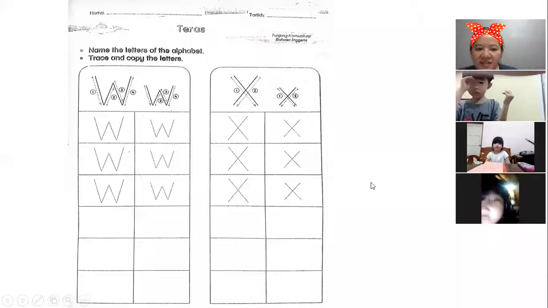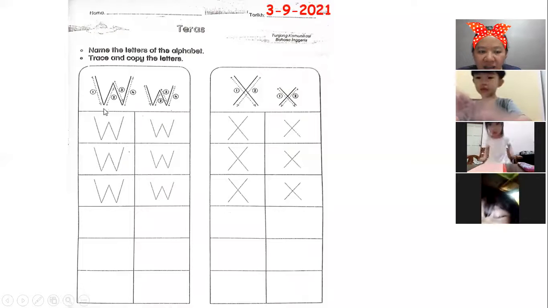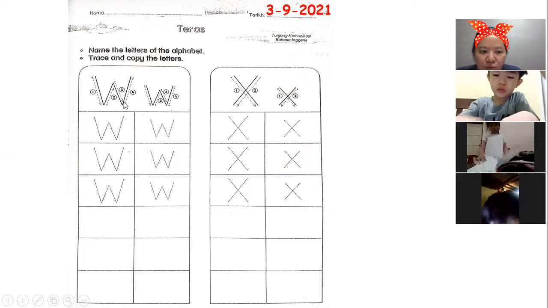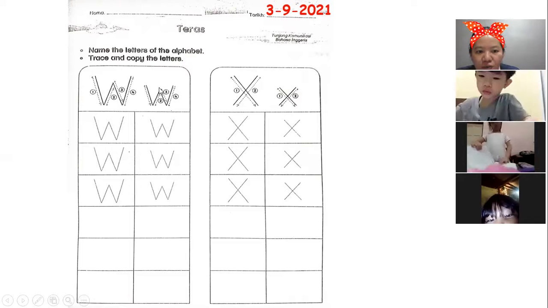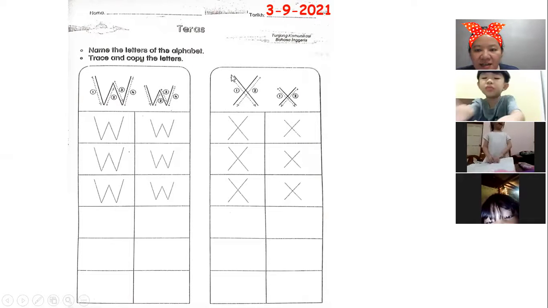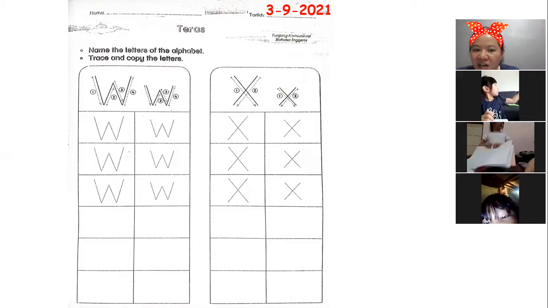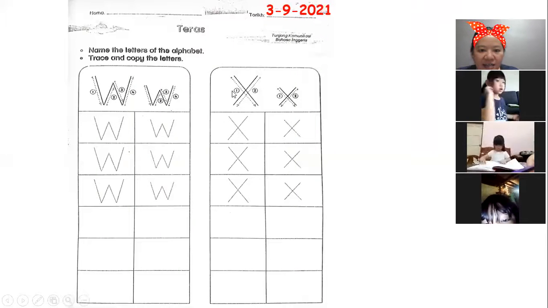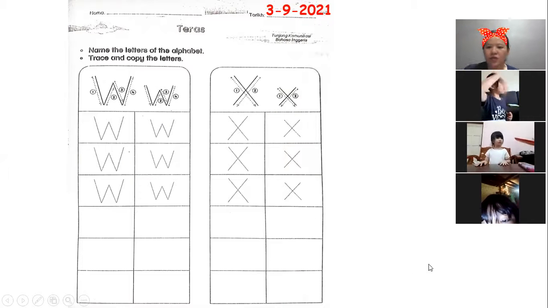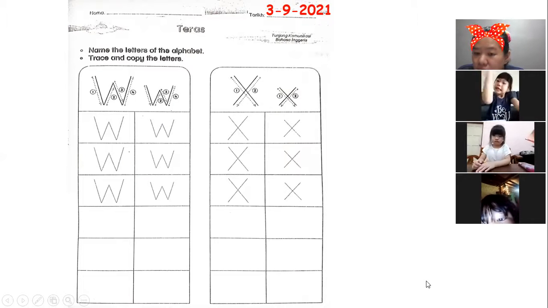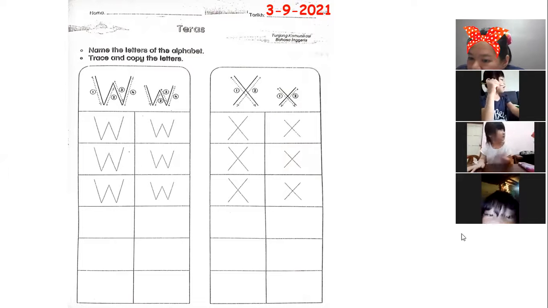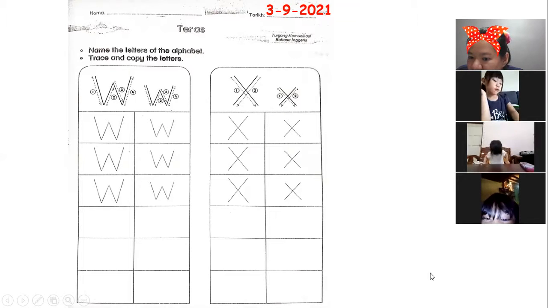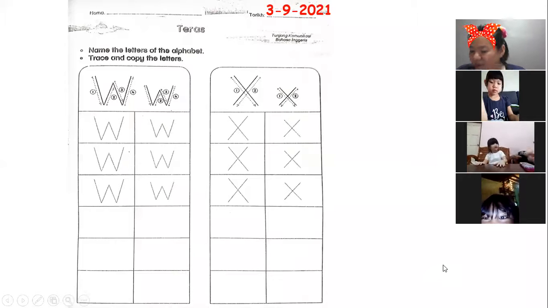Okay, children, this is what we're going to do, right? W. Okay, you can write W. And the letter X. Okay, X. This one, the letter X. So you are going to do this. Yes, Maria. Hi, hey, Maria. Yes.